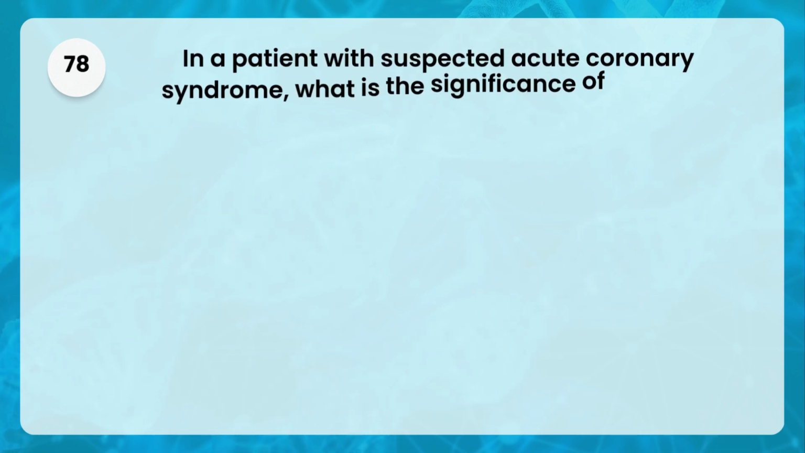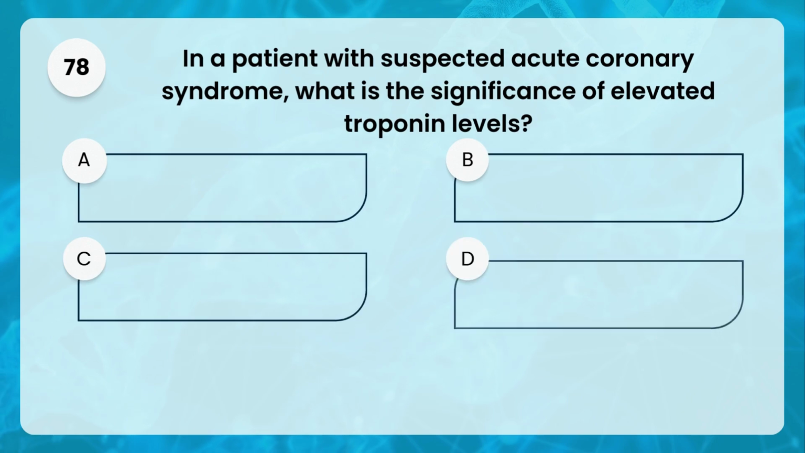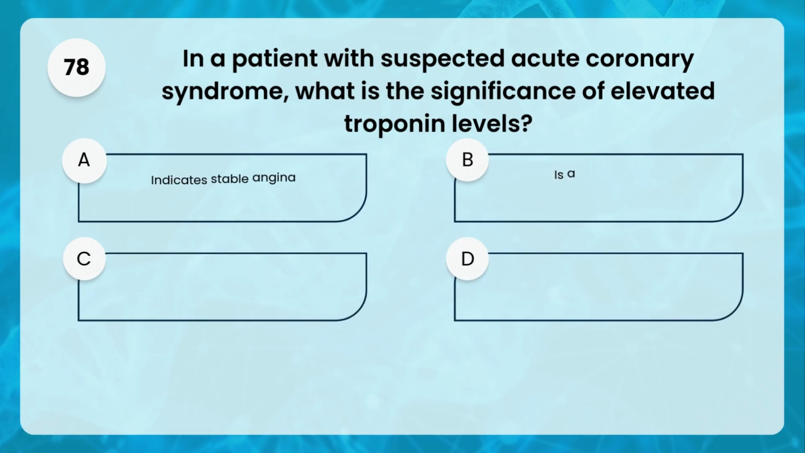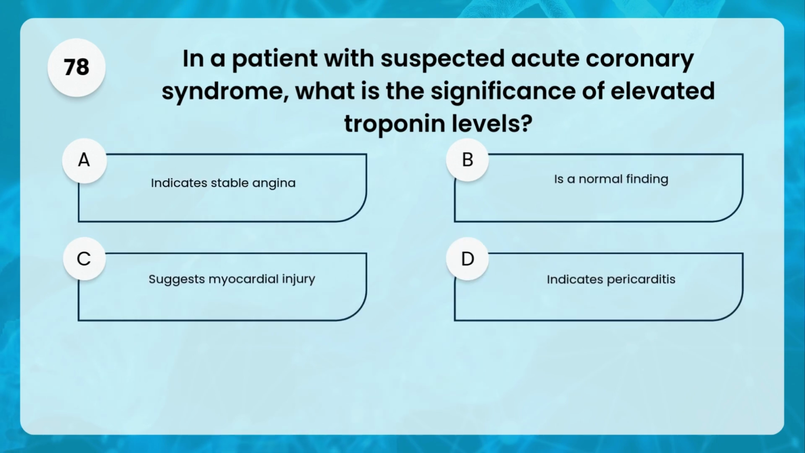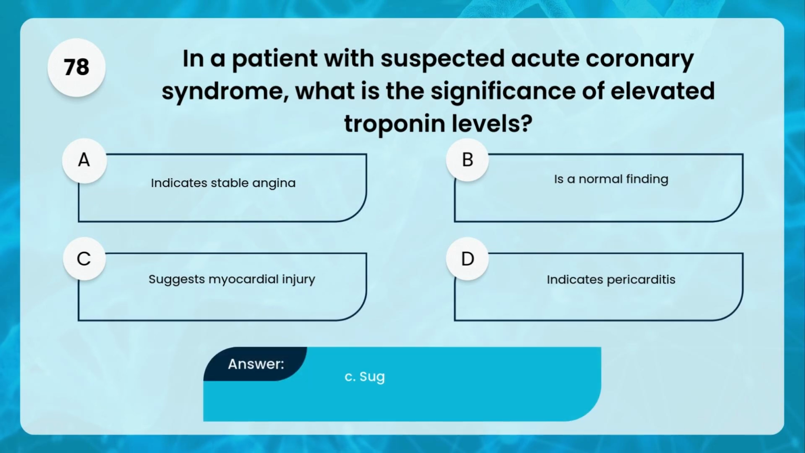78. In a patient with a suspected acute coronary syndrome, what is the significance of elevated troponin levels? A. Indicates stable angina. B. Is a normal finding. C. Suggests myocardial injury. Or D. Indicates pericarditis. The answer is C.